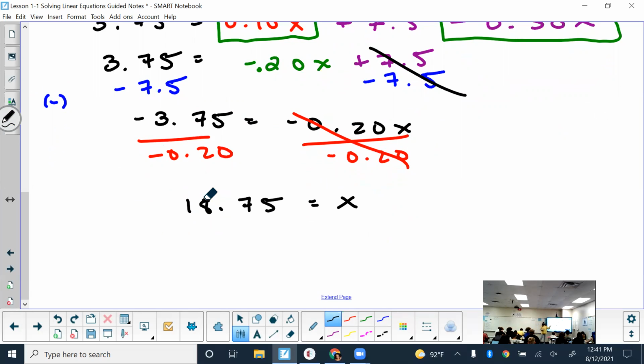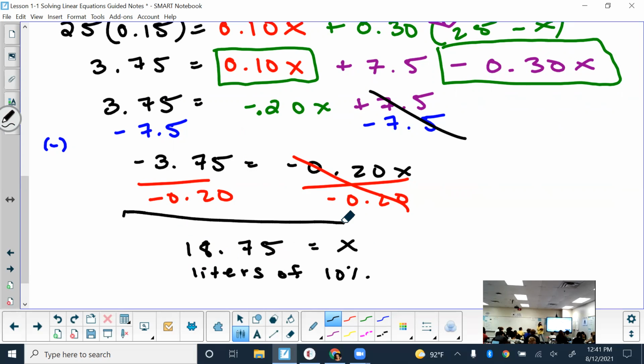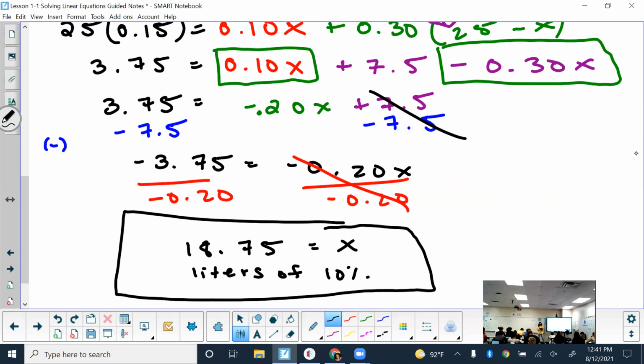All right, but what did the x represent? 18.75. Well, that's the answer for what x equals, but what did it represent? Not a percentage, the solution is 10%. There you go, right here. The 10% solution. So we need 18.75 liters of the 10% solution. I'm going to circle that because that's part of my answer. How do I know how much I need of the 30% solution?